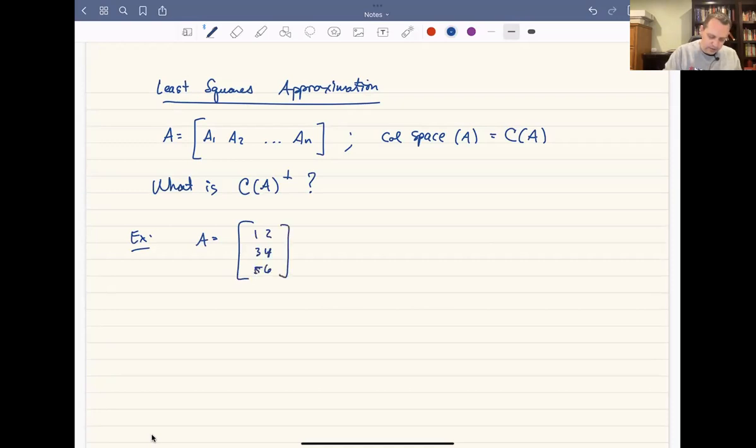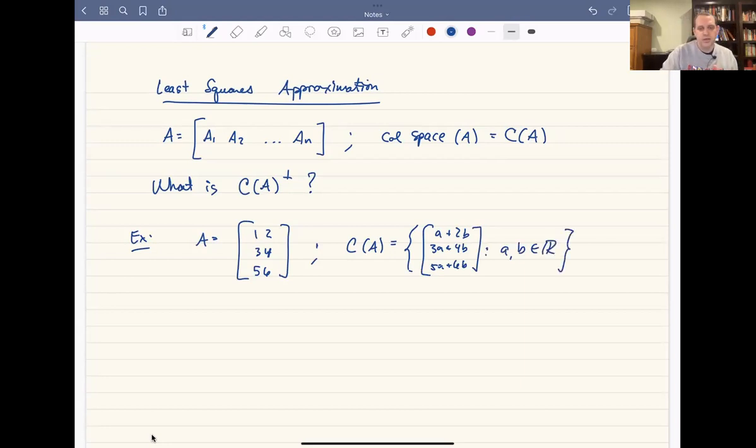Okay, and then I want to think about what is the column space of A, and then in particular, what is the orthogonal complement of the column space of A? And so the column space of A is just going to be the linear combinations of these vectors. So it's going to be a plus 2b, 3a plus 4b, 5a plus 6b, where a and b run through the real numbers. Okay, so a and b are real numbers. And so that's going to be all of the vectors that are in the column space. That's exactly what the column space is. It's just a set of linear combinations of the columns of A.